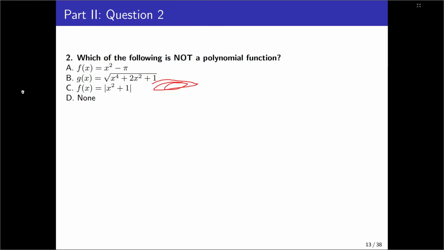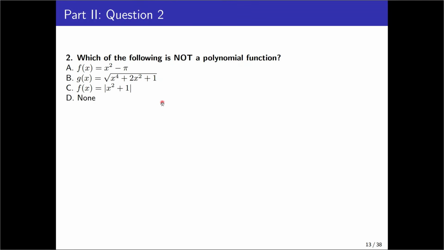Question number 2. Which of the following is not a polynomial function? We have these 4 alternatives. A, the function f of x equal to x squared minus 5. B, g of x equal to the square root of x to the power of 4 plus 2x squared plus 1. C, f of x equal to the absolute value of x squared plus 1. And D, it is already named.